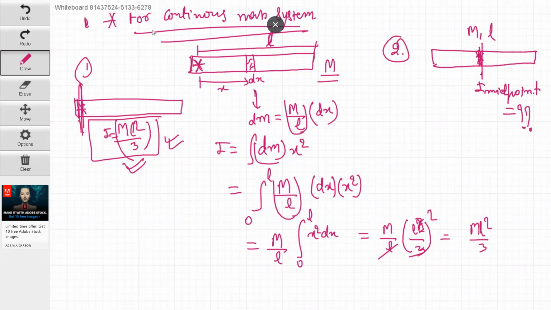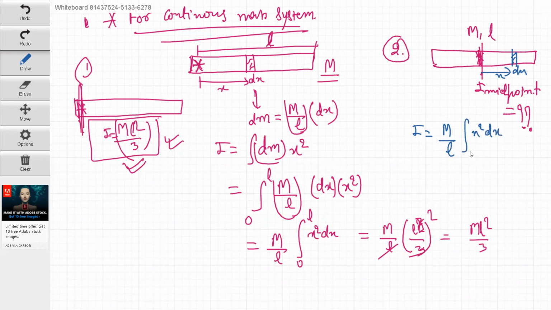Is this okay? So if you calculate it, again at x distance, you take a small thickness dx. And again you get the same expression: the moment of inertia is equal to M by L into the integral of x square dx.